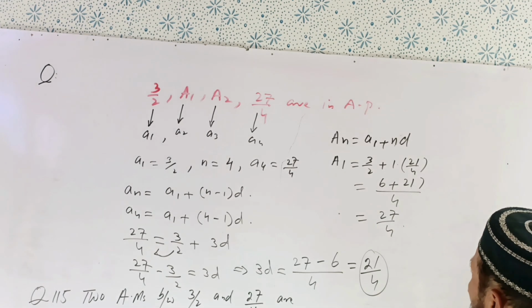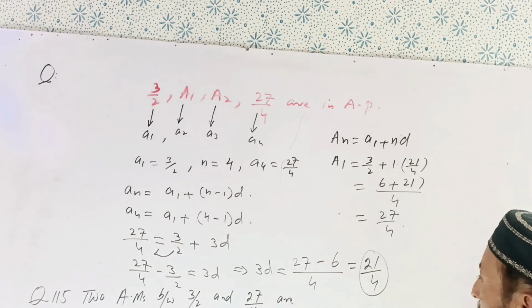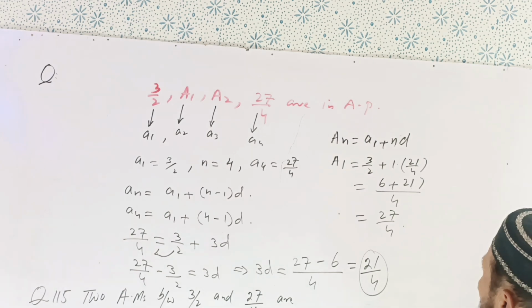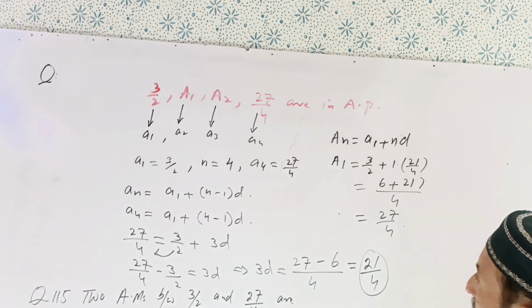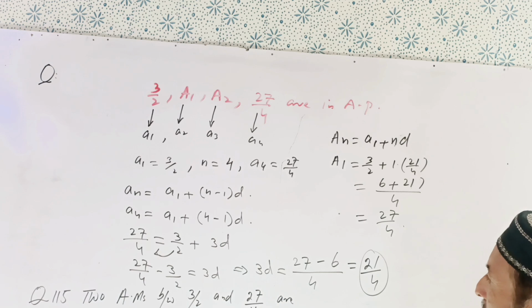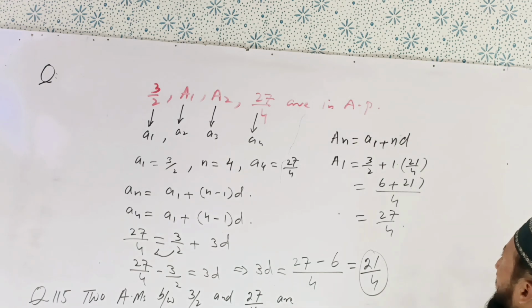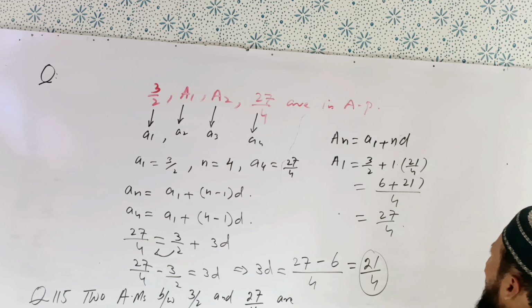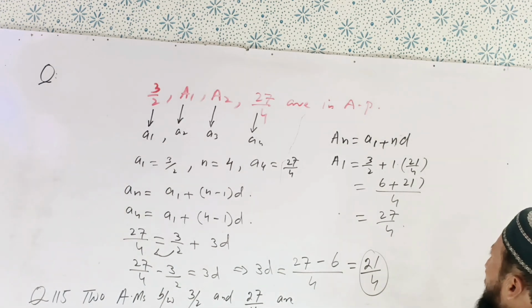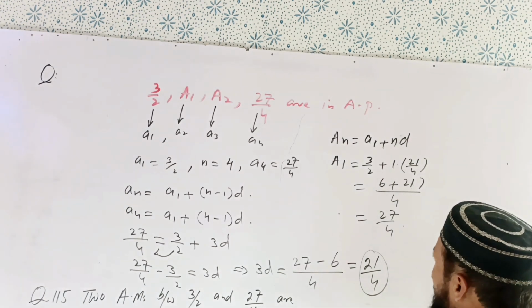Similarly, for the second value, 4 is the LCM, we get 27, and 2, 3 multiplied by 6, so we will get 21, and 4 is the LCM, 27 over 4.